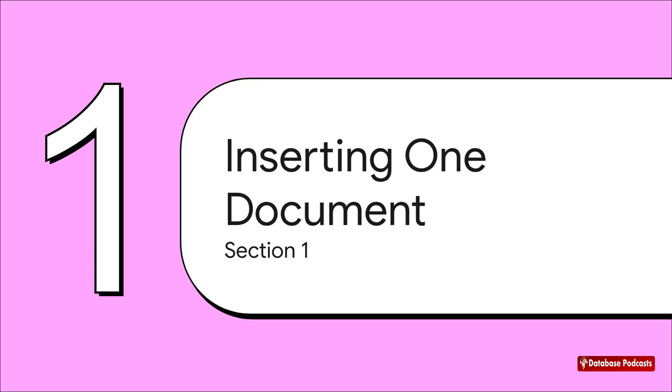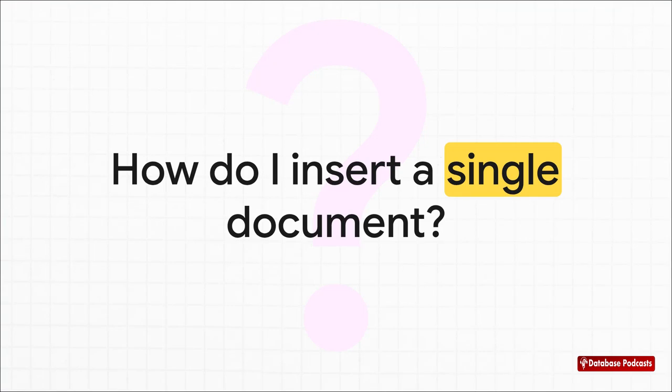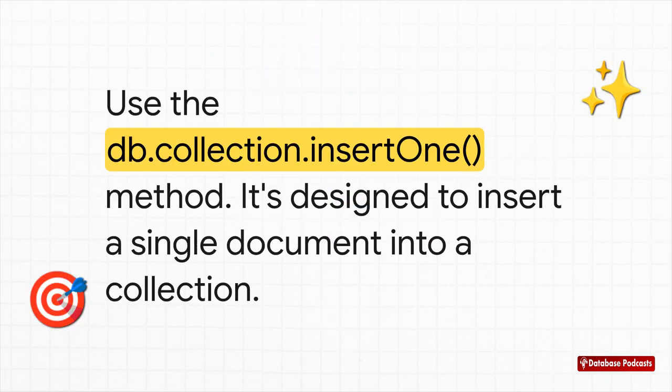Okay, enough theory. Let's see how this actually works. We'll start with the most basic thing you'll do, inserting just one single document. So, you've got your data, right? One neat little document, all ready to go. What's the magic command to get it into your collection? And the answer is just beautifully simple. It's the insertOne method. I mean, you can't get much clearer than that, right? It does exactly what it says on the tin. You just point to your collection, call the method, and pop your document in.